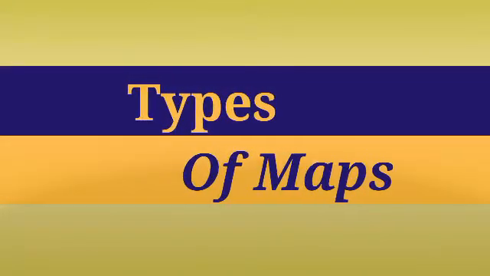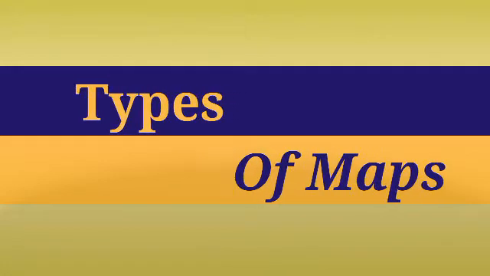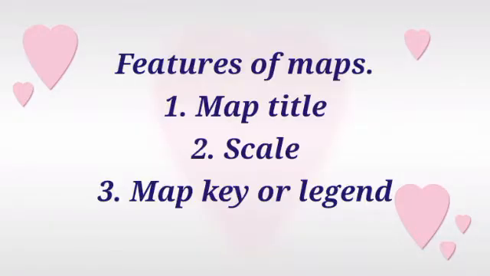Now, today we're going to look at the lesson titled Types of Maps. In our previous class, we discussed map, but we're going to talk more about maps. So, maps can be defined as the drawings of places. Can you remember that? Maps can be defined as the drawing of places.